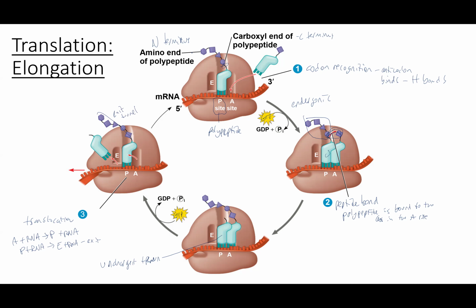And we're ready to start all over again. We bring in another tRNA into the A site. We transfer the polypeptide, forming a peptide bond to the A site. Everything shifts over, and this uncharged tRNA exits to go get charged again. And we just keep adding and adding. That's elongation.